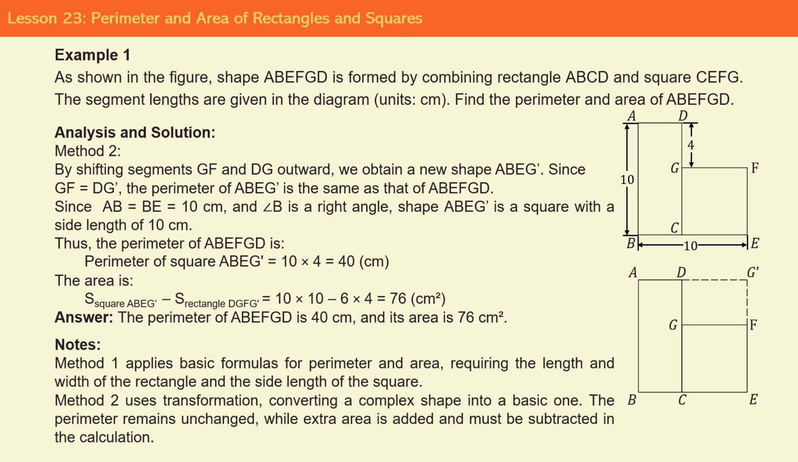Method 1 applies basic formulas for perimeter and area, requiring the length and width of the rectangle and the side length of the square. Method 2 uses transformation, converting a complex shape into a basic one. The perimeter remains unchanged, while extra area is added and must be subtracted in the calculation.